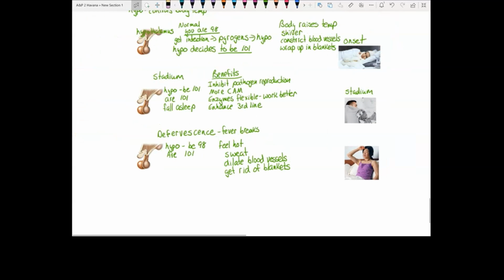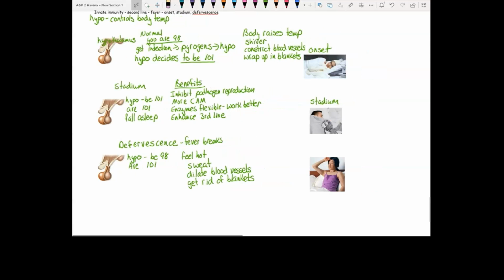You typically go through this cycle several times a day. So after defervescence, you'll go back to another onset. And you just continue this cycle during the course of your illness. So that wraps up the second line of defense. Next, we'll be ready to start on the third line.